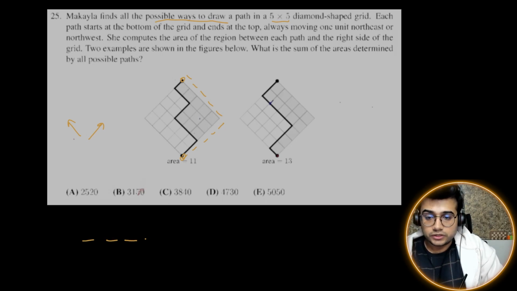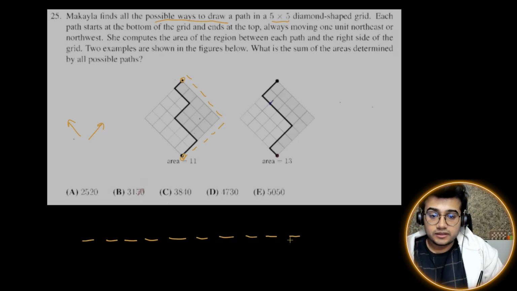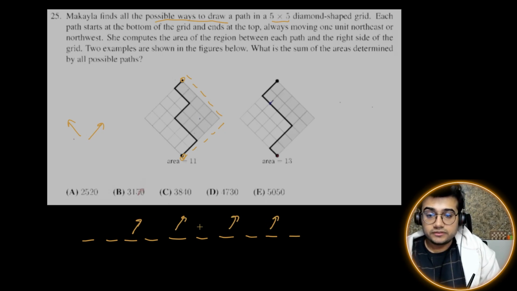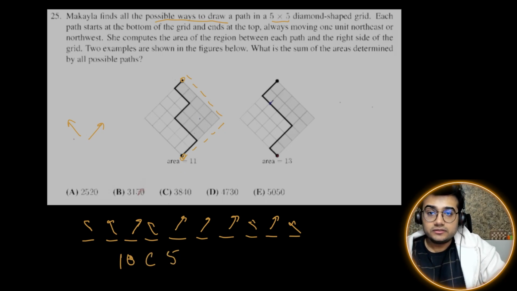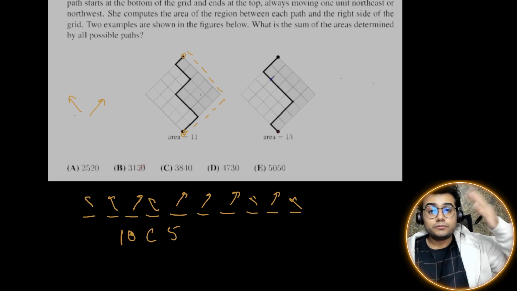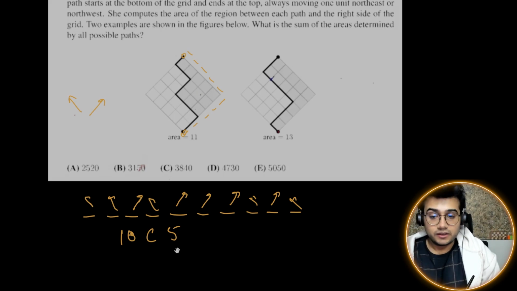So 1, 2, 3, 4, 5, 6, 7, 8, 9, 10, and we have to choose 5 of them to be northeast, right? Any 5 of them can be northeast, and the remaining will then be northwest. So how do we do that? We have 10 possible places. We have to choose 5 of them to be northeast. So the total number of possible pathways we can have is going to be 10 choose 5.